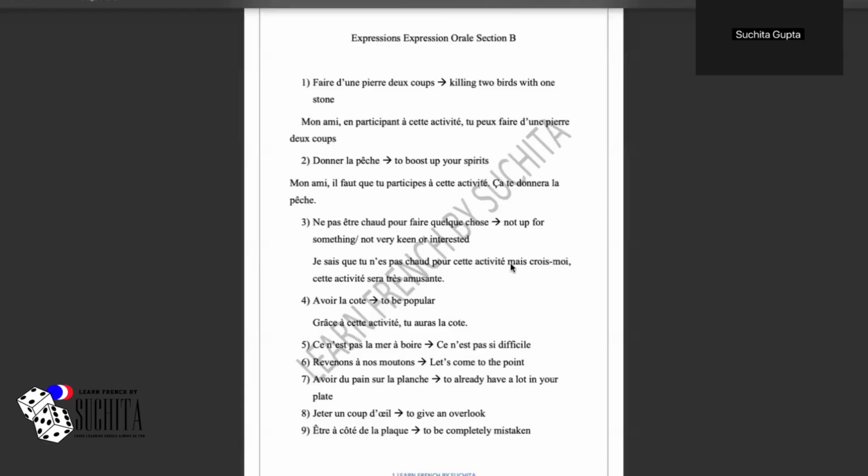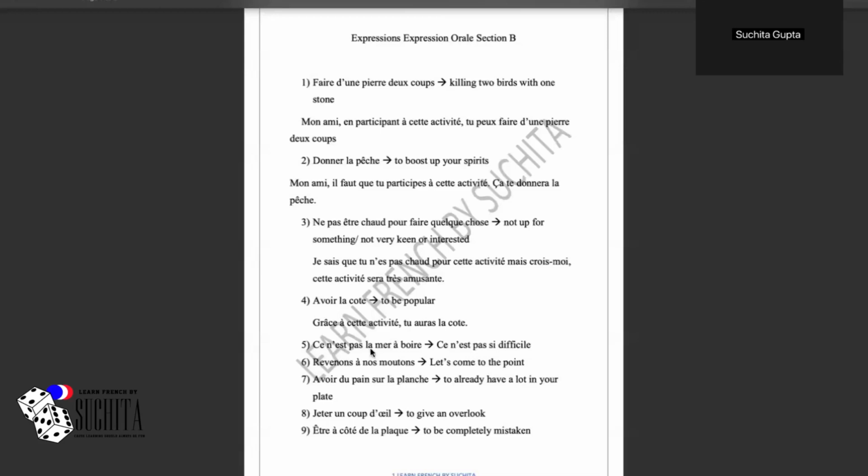I know that you're not very interested, mais crois-moi, cette activité sera très intéressante. Avoir la cote, to be popular. Grâce à cette activité, tu auras la cote. You'll be very popular. Let's say the examiner said that this activity seems really difficult for me. Let's say the ad is about skydiving and you want to convince your friend. This topic came to me, that you have to convince your friend to try skydiving. And the examiner said that I've never tried such an activity and I feel that it's very difficult. So then I use this expression.